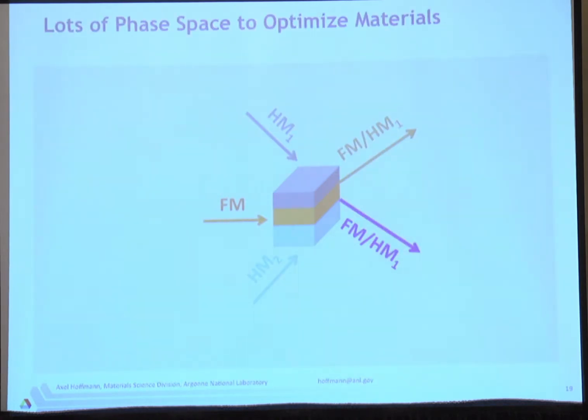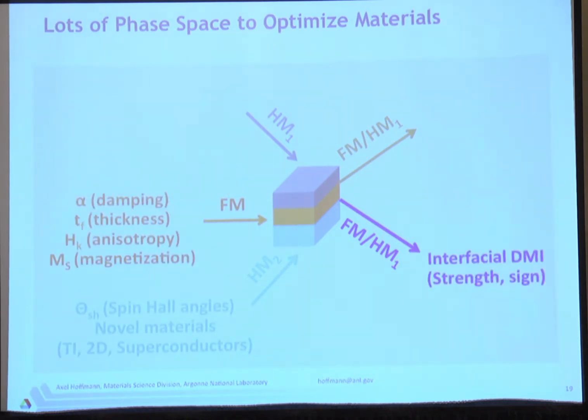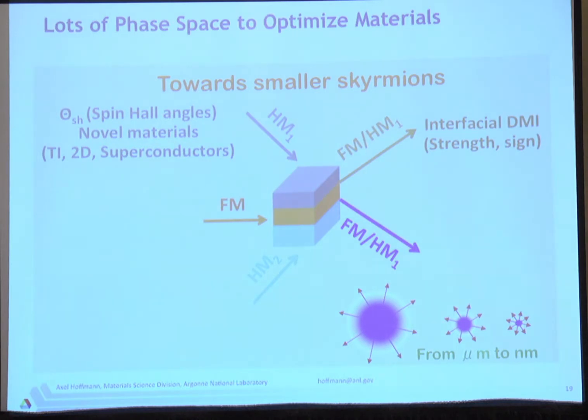One of the nice things about these magnetic multilayers is you have lots of degrees of freedom that you can play with to manipulate the size and other properties of the skyrmion. You have interfacial interactions, you have anisotropies, you can also change spin orbit torques at different angles. So there's lots of room for improving various things depending on what you do. And in particular, it allows you to go to smaller skyrmions.